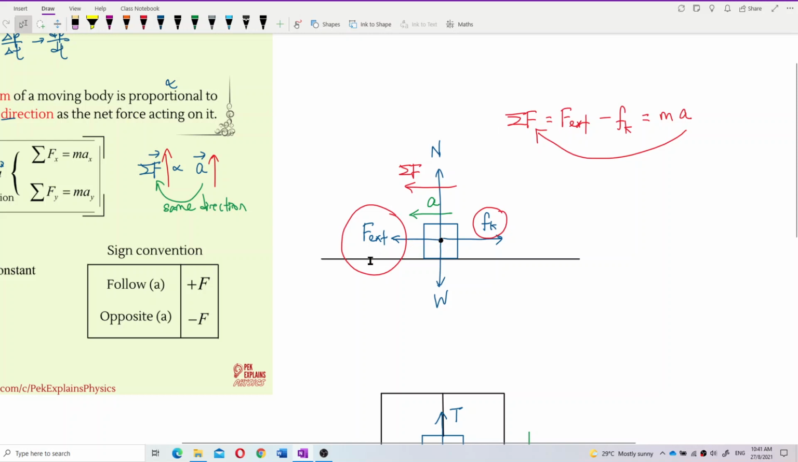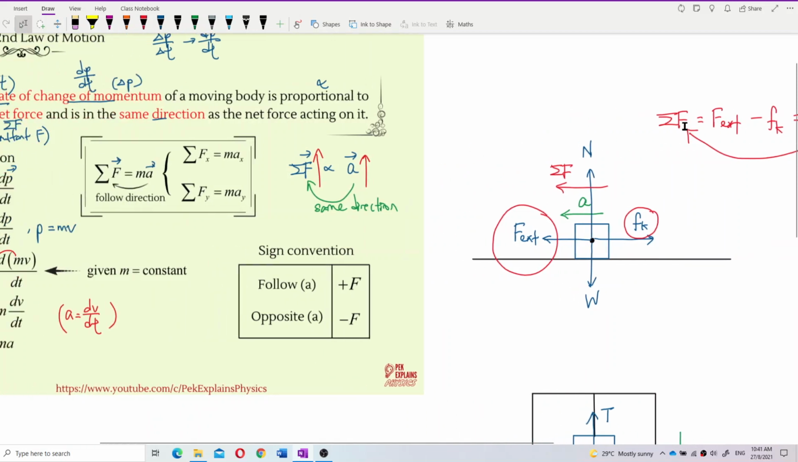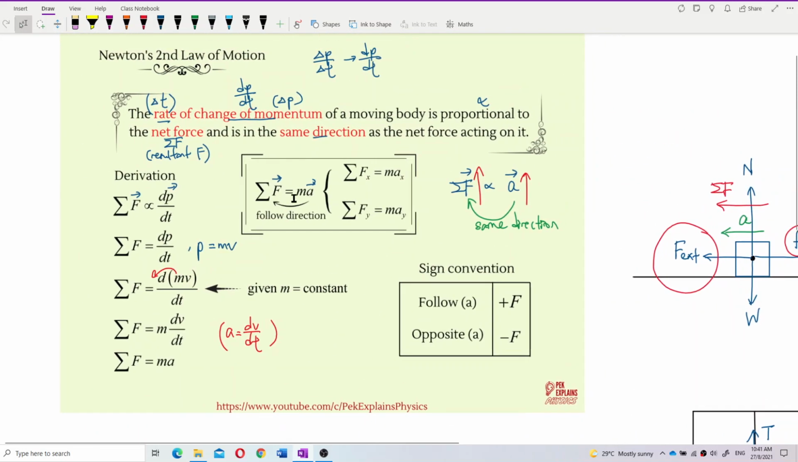Yeah, the external force is bigger than the friction. That's why acceleration is to the left, and the resultant force is also to the left. There is a remaining force. That means after the external force minus the friction, there is a remaining force, or net force, or resultant force, to the left. The remaining force is actually equal to ma.